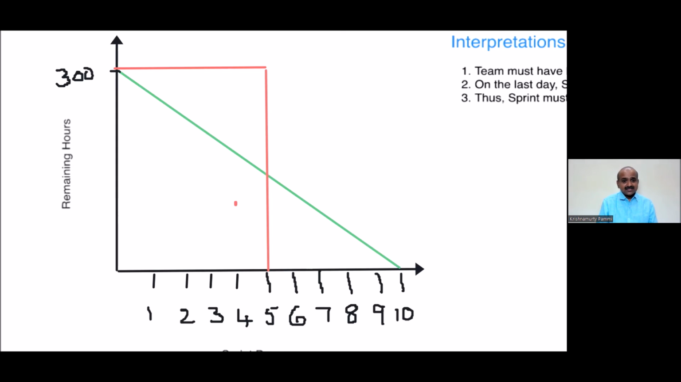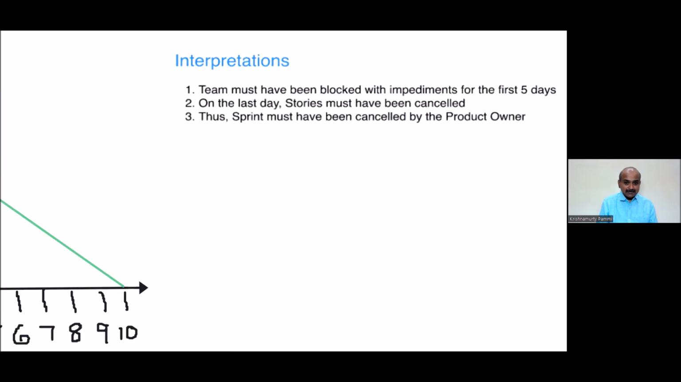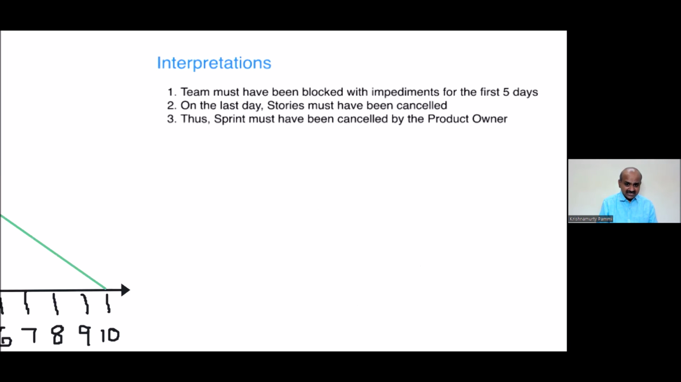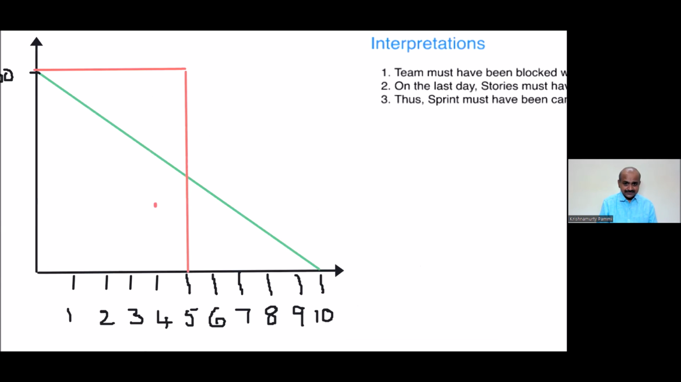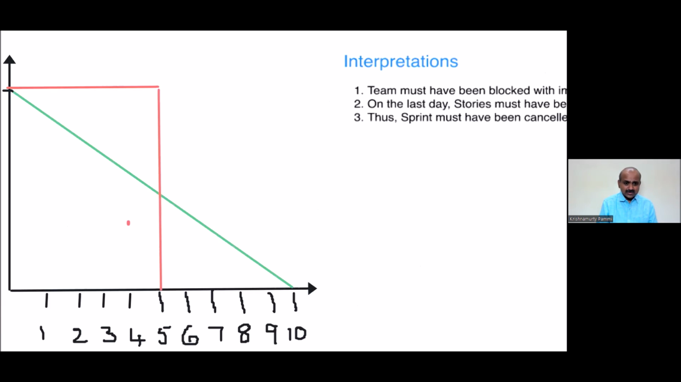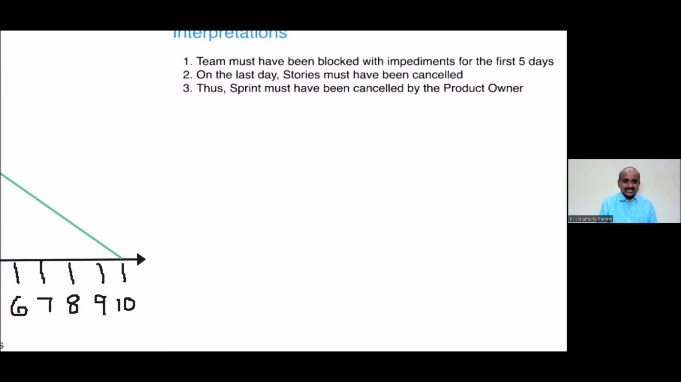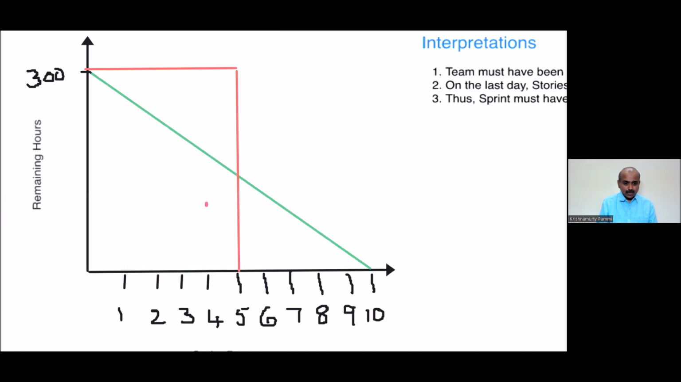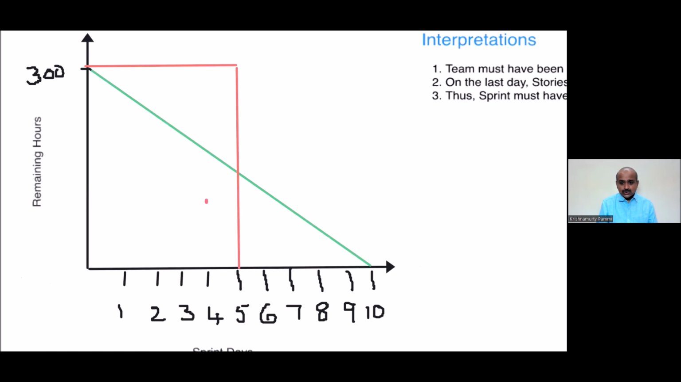On the 5th day, the product owner said, look guys, whatever stories we have prioritized for this sprint, they are not needed. I'm canceling this sprint. So the team must have been blocked with impediments for the first 5 days. On the last day, all the stories must have been cancelled. Thus, the sprint must have been cancelled by the product owner. Right, friends? So this is what it talks about.